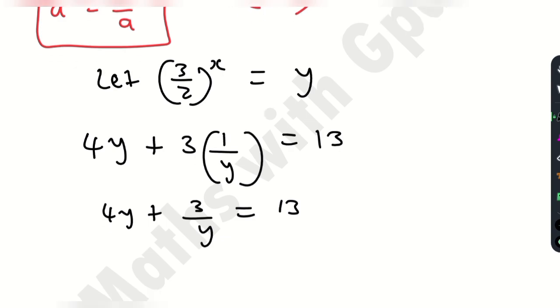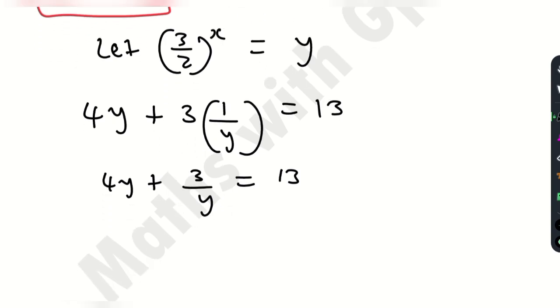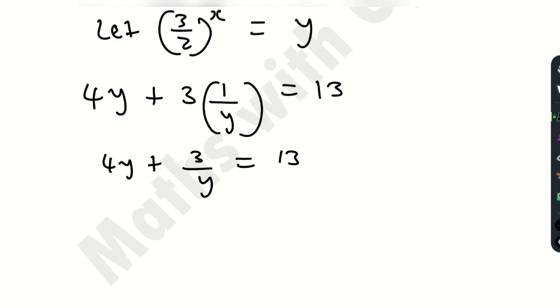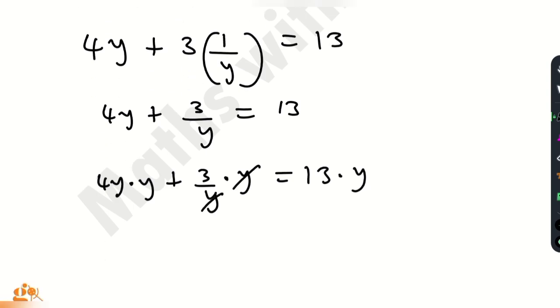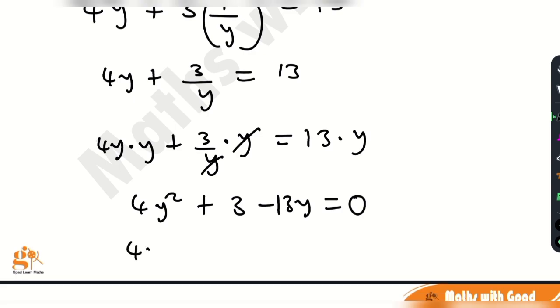Now, I don't want a fraction. What do I do to get rid of the y in the denominator? I will multiply every single term by y. So I have 4y times y plus 3 over y times y is equal to 13 times y. Now y cancels y. 4y times y is 4y squared plus, what do you have left now? 3. Then when you move 13y to the left hand side, you have minus 13y. All is equal to what? 0. So I'm going to rewrite this as what? 4y squared minus 13y plus 3 is equal to 0. Can you see now that we have a quadratic equation, which will be easy to solve?